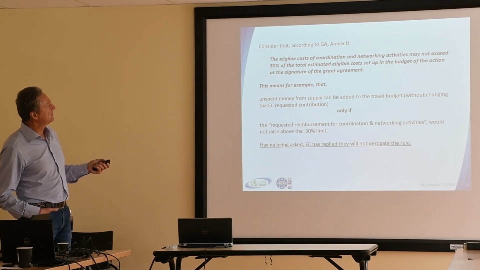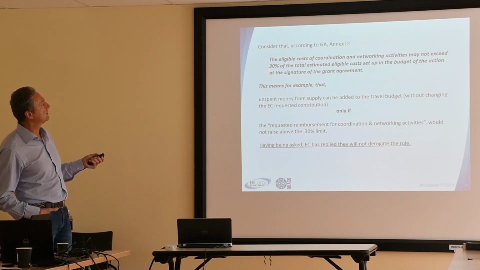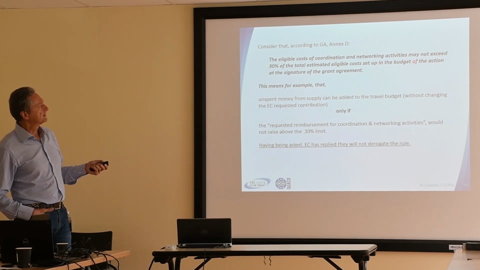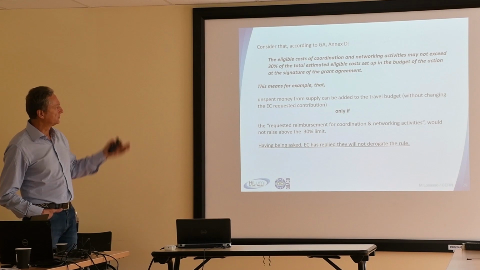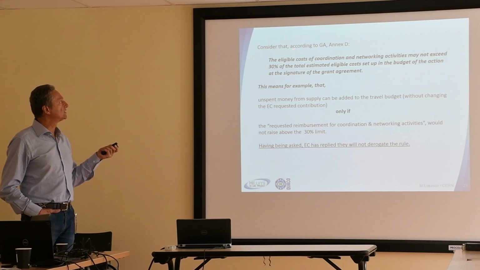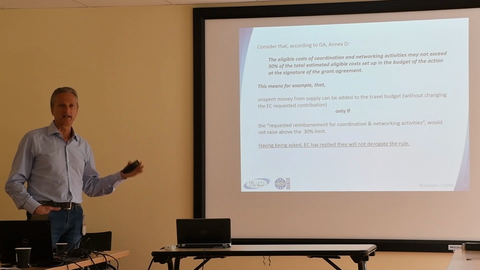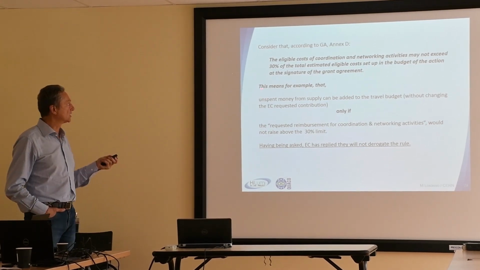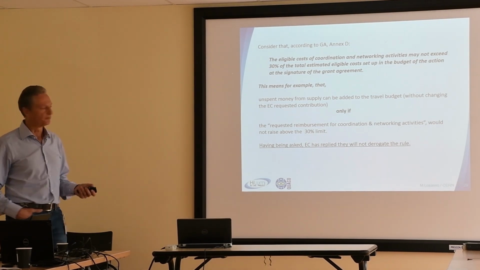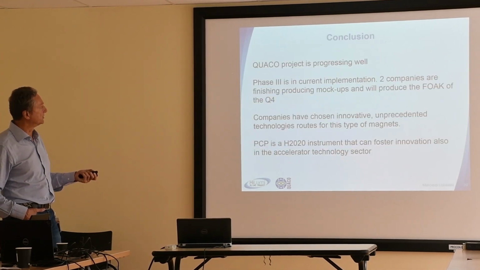In the budget, the eligible cost of coordination and networking activities cannot exceed 30% of the total estimated eligible cost set up in the budget at the time of the grant agreement. So this is one thing that means that you cannot increase over 30% this, reshuffling money in your budget lines, because if you are going above 30%, the Commission will reimburse 30%. That's all. So this is something that you have to keep in mind.